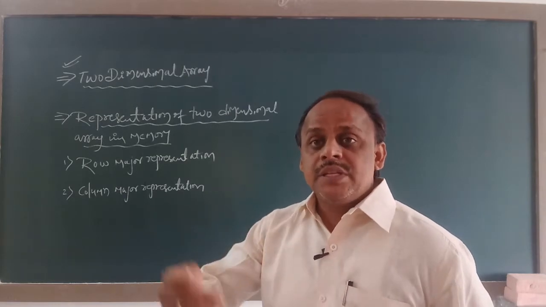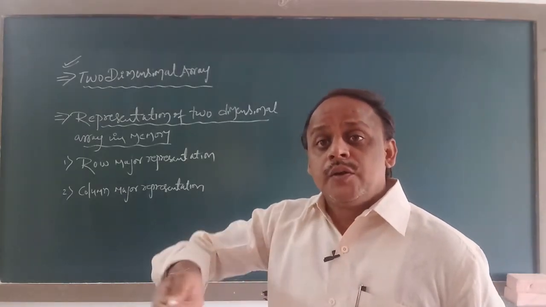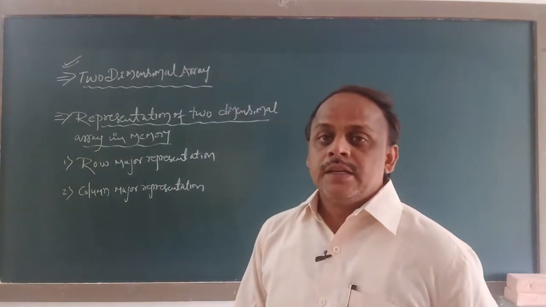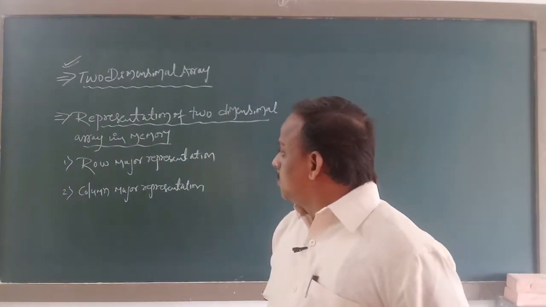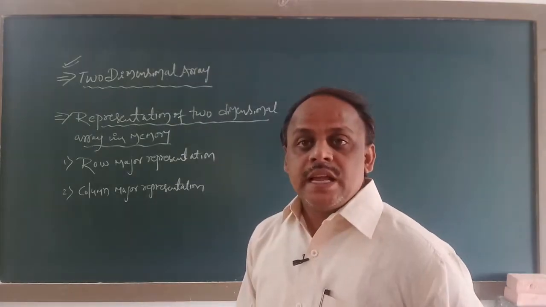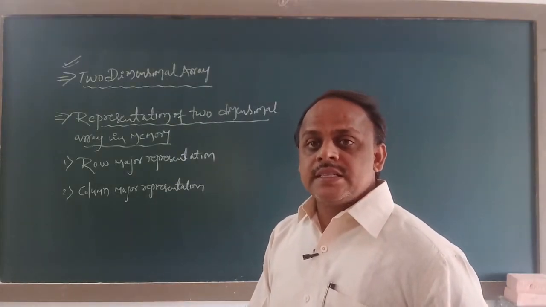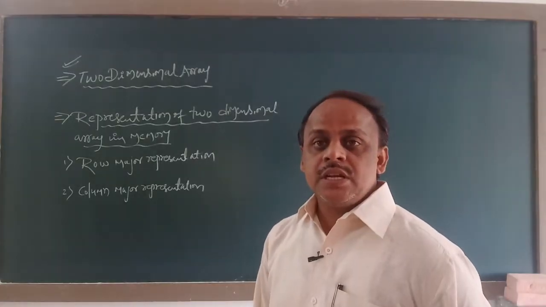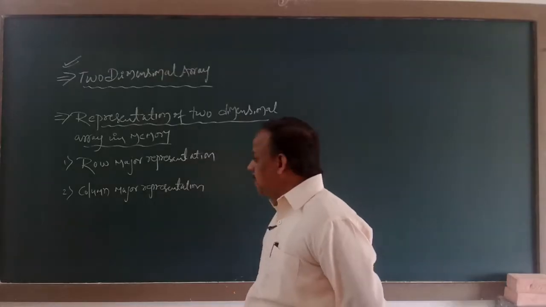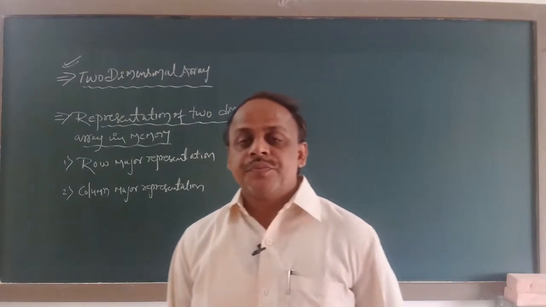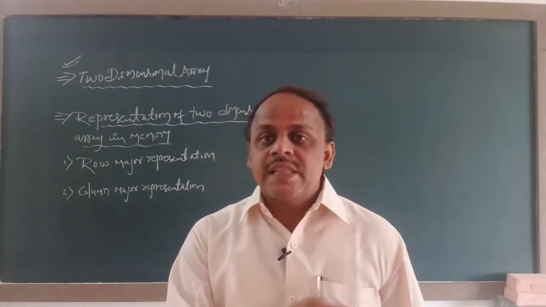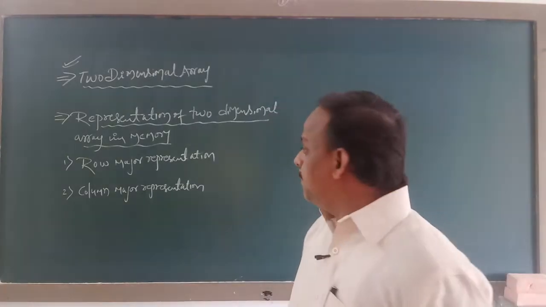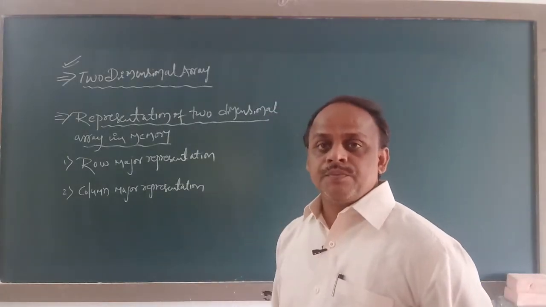How are the elements of a two-dimensional array going to be stored in memory? It says that to store a two-dimensional array in memory, it is done in two ways. First one is row major representation. Second one is column major representation. These are the two methods used to store two-dimensional array elements in memory, right?